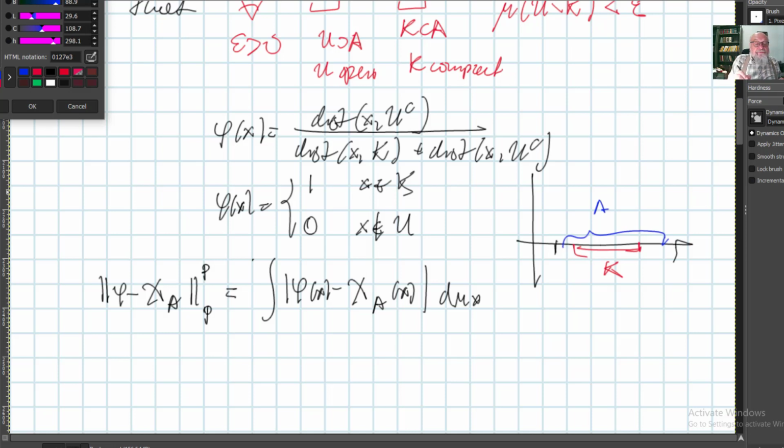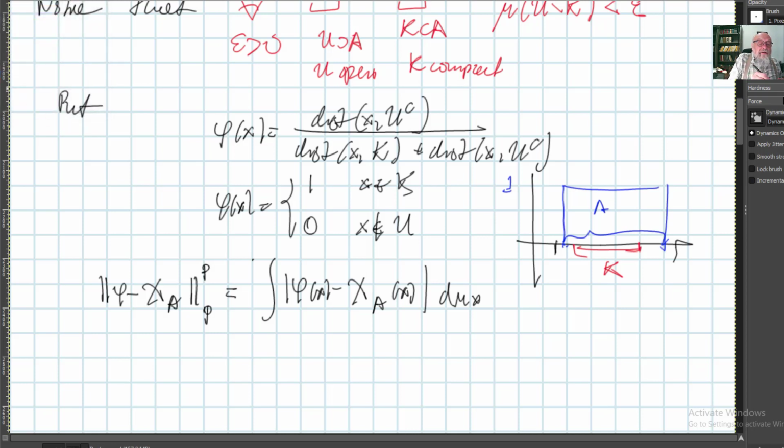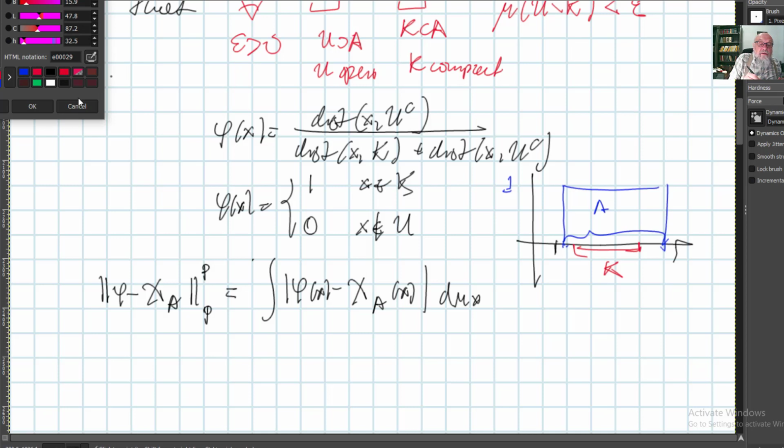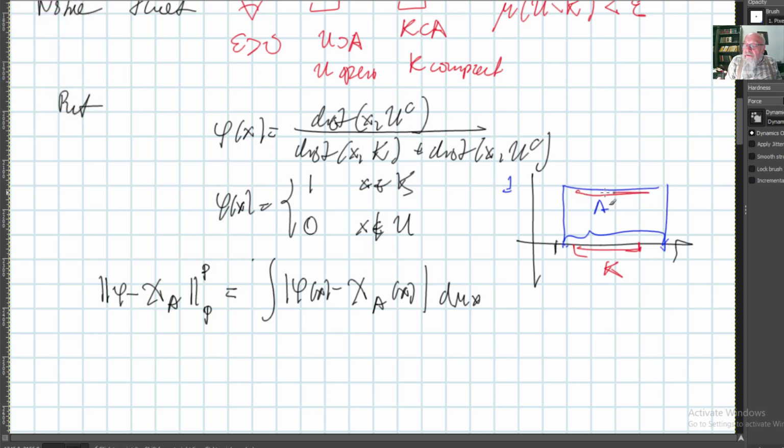So the characteristic function of this set, this will be 1. The characteristic function of this set looks like this. And our function looks like that. So this is the characteristic function, and then you go down and it goes down. So you see these two functions are different. So phi of x minus the characteristic function of A of x is not equal to 0 if x belongs to U minus A. Not necessarily. So this will imply, basically, that doesn't mean anything, just simply implies.